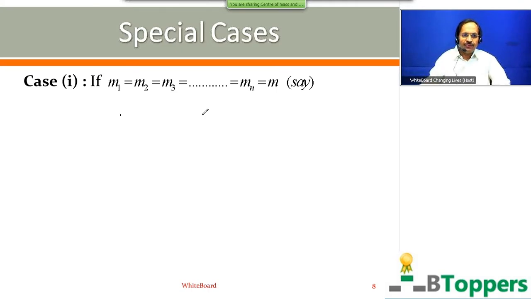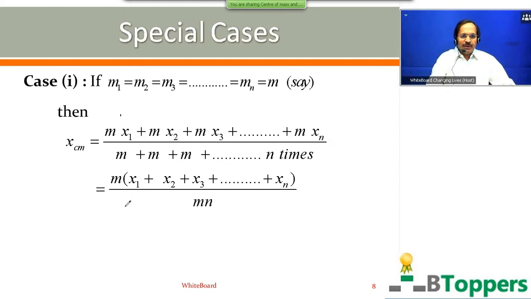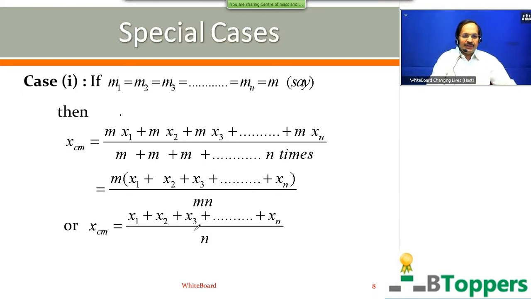You can start writing the notes now. Special cases, case 1. If m1 equal to m2 equal to m3 equal to mn, each equal to small m, suppose say, then xcm equal to m1 x1 plus m2 x2 plus m3 x3 up to mn xn divided by m1 plus m2 plus m3 up to mn. Can substitute m1 equal to m, m2 equal to m, m3 equal to m, mn equal to m, like that. So you get xcm equal to m into x1 plus x2 plus x3 up to xn divided by mn, or xcm equal to x1 plus x2 plus x3 up to xn by n.